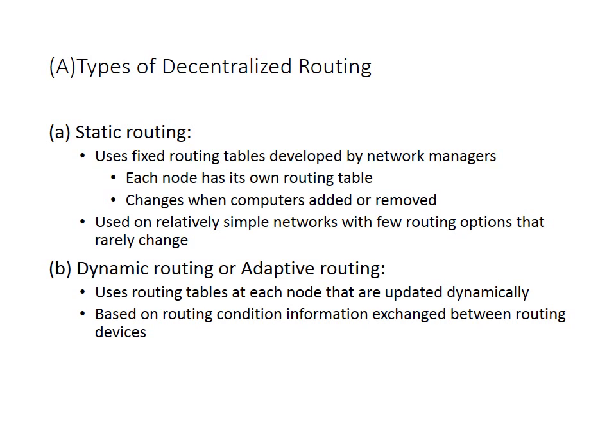Static routing uses fixed routing tables developed by network managers. Each node has its own routing table. It is updated when computers are added or removed. It is used on relatively simple networks with few routing options that rarely change. Dynamic routing, or adaptive routing, uses routing tables at each node that are updated dynamically. Based on routing conditions, information is exchanged between routing devices.